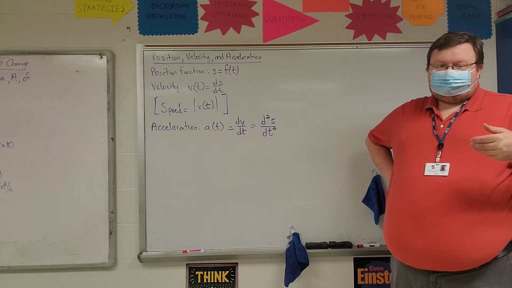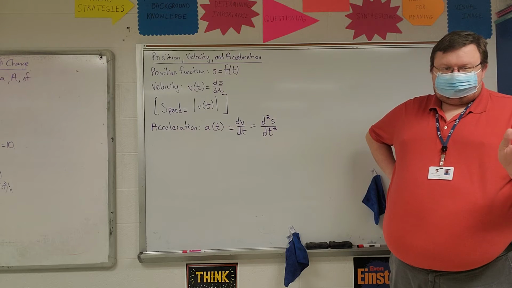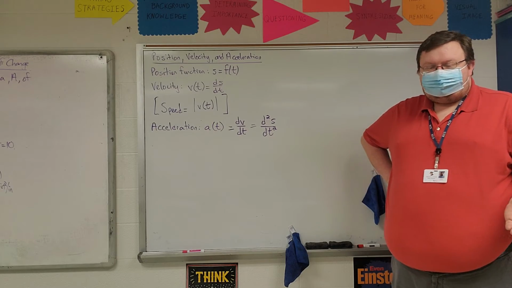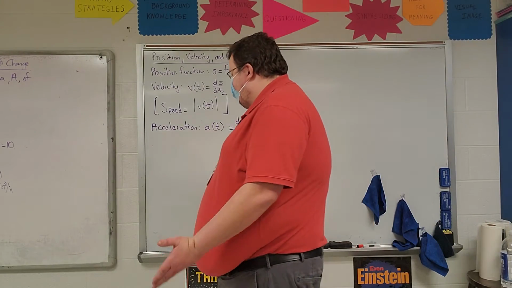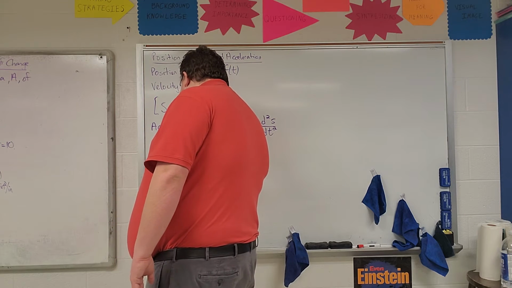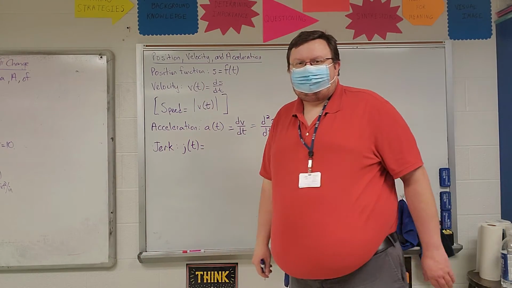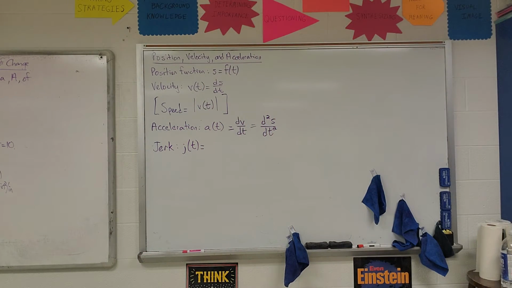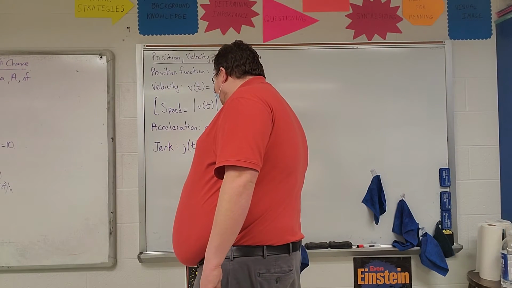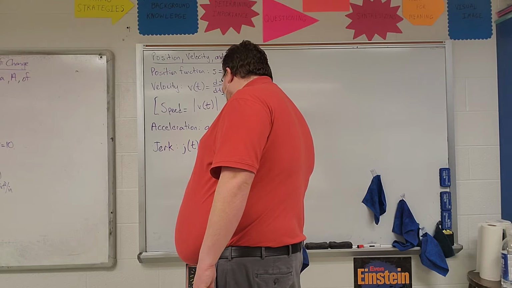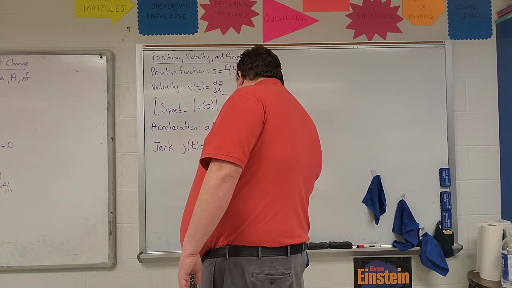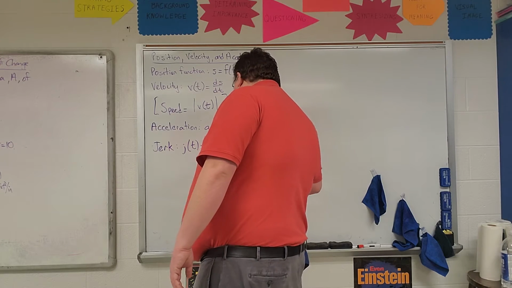Now, your book actually has this next term in the next section, but I go ahead and just introduce it here. We won't do a whole lot with it here, but you might see it. And that is the derivative of acceleration, which is a jerk. This is the first derivative of acceleration with respect to time, which also means it's the second derivative of velocity with respect to time, which means it's the third derivative of position with respect to time.